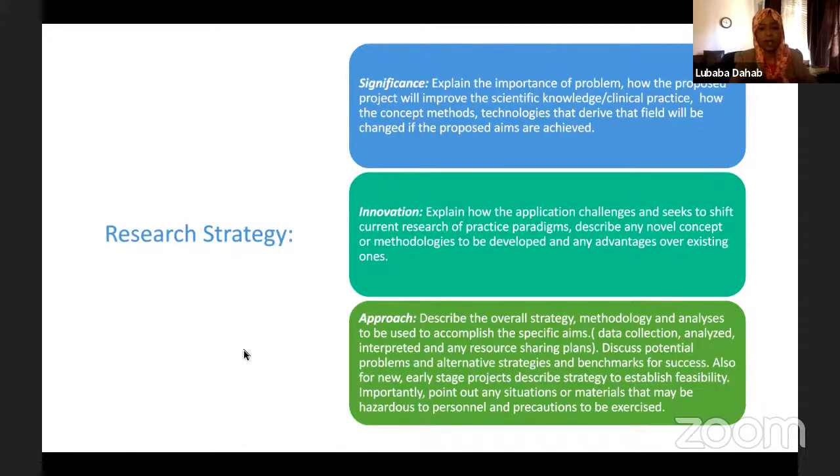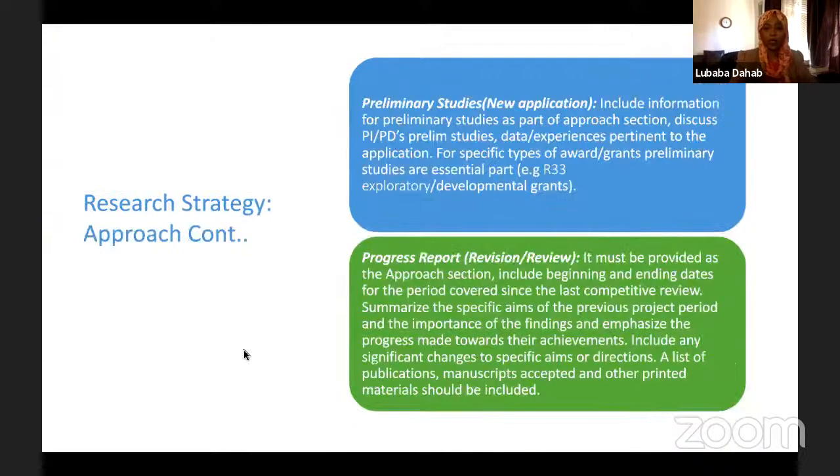It differs depending on whether you are submitting for the first time as a new application, or this is a revision. If you are submitting a new application, you need to provide the preliminary studies. These include information as part of the approach section, discussion of the principal investigator's or director's preliminary studies, data and experience pertinent to the application. So you want to provide work that you already did before to support your new application.